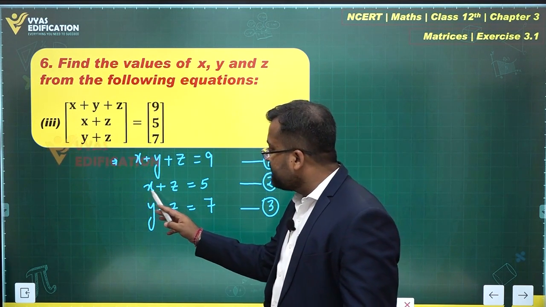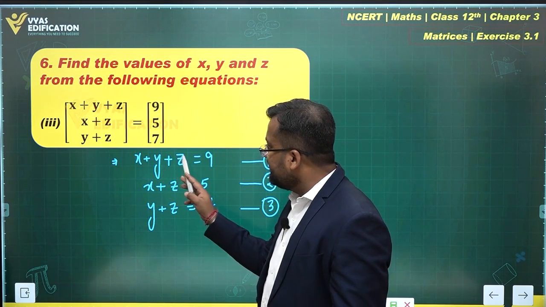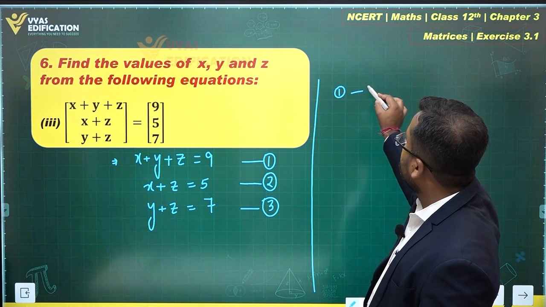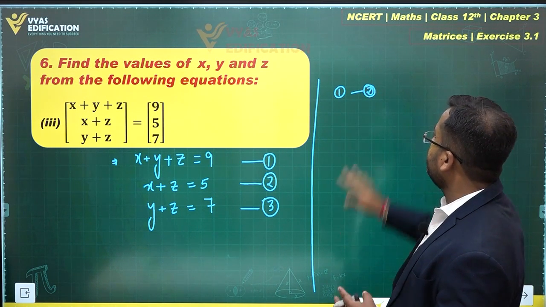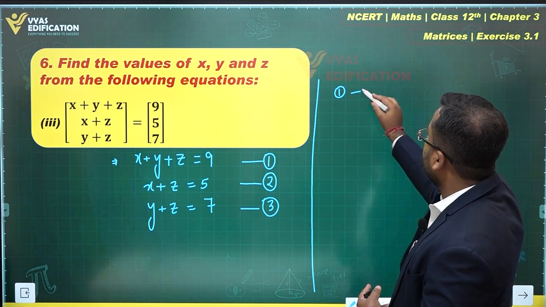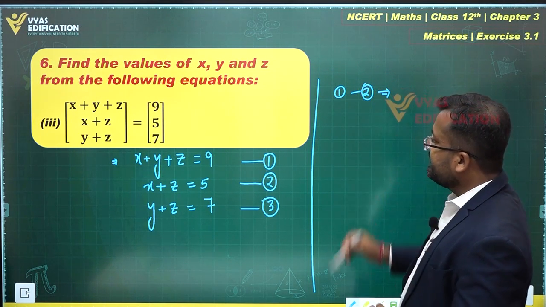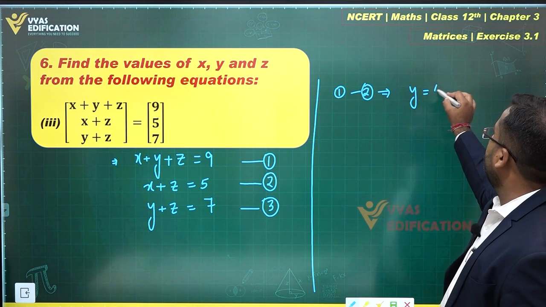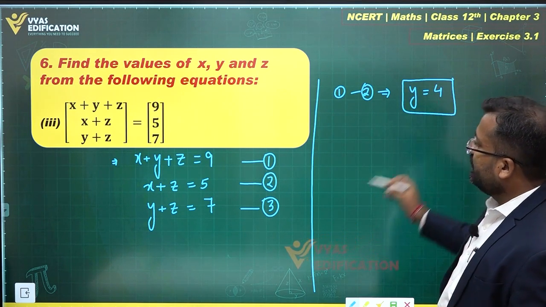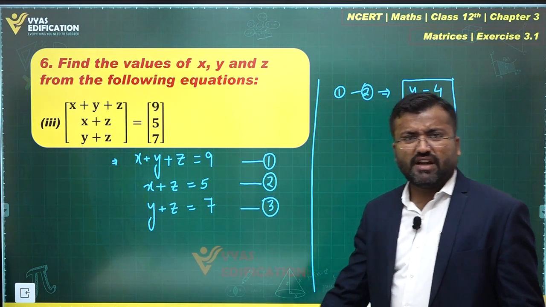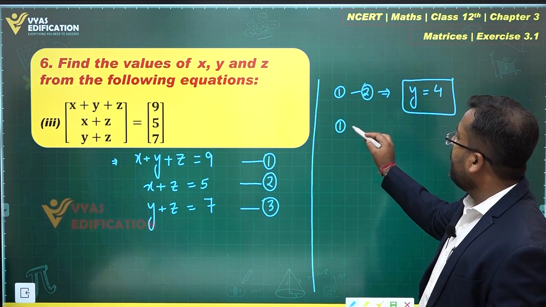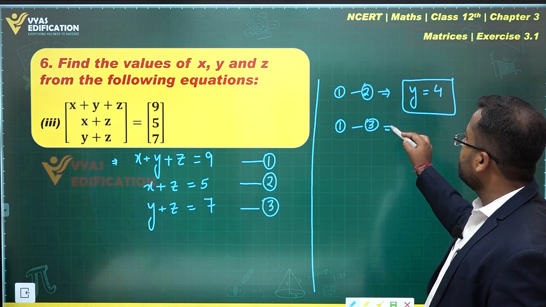Do you observe that x plus z and x plus z, equations 1 and 2, can be subtracted? What we can do is subtract equation 2 from equation 1. 1 minus 2 implies x plus z gets cancelled, y equals 4. This gets cancelled. Similarly, 1 minus 3, what does that give us?